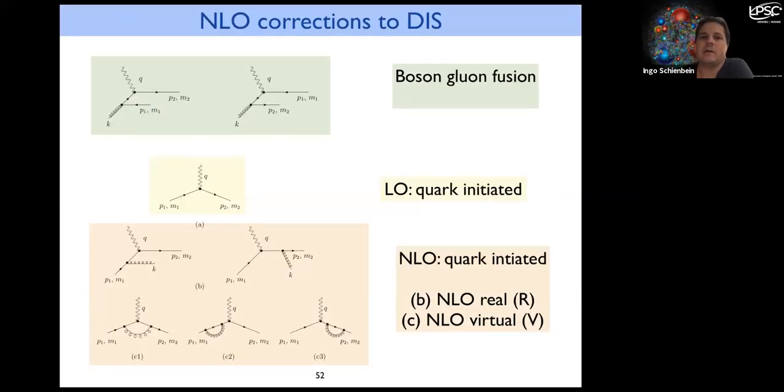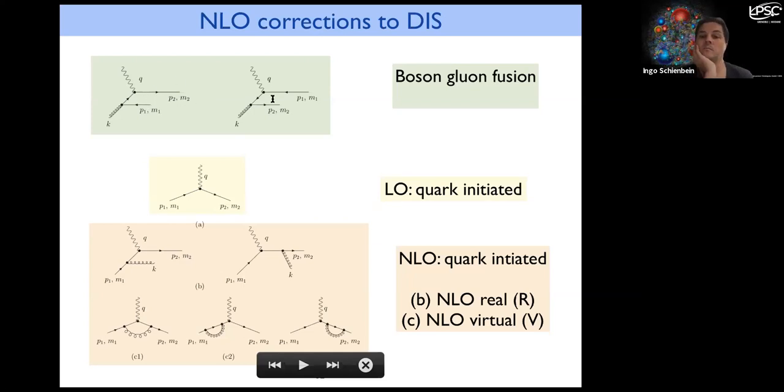Okay. So just to show you the diagrams, if you want to calculate the structure functions at next to leading order in deep inelastic scattering. First of all, you have the leading order quark initiated diagram here. But at next to leading order, you have to include gluon emission from this diagram. So from the incoming quark, from the outgoing quark, and the corresponding virtual diagrams. But at next to leading order, also a new channel opens up. So the boson-gluon fusion channel, where you have a photon and a gluon, which produces a quark-anti-quark pair.